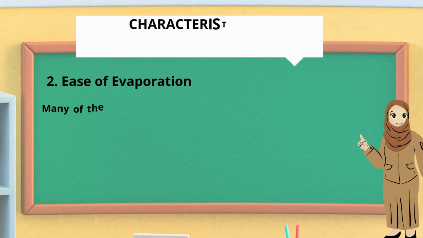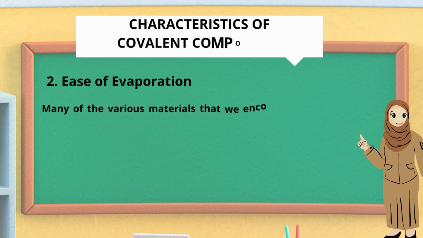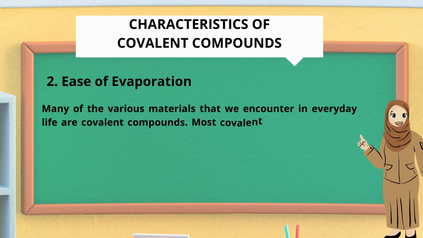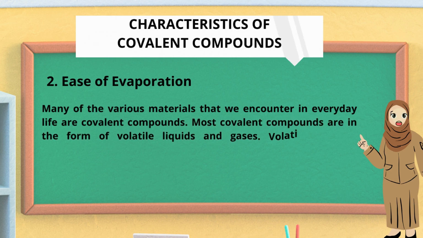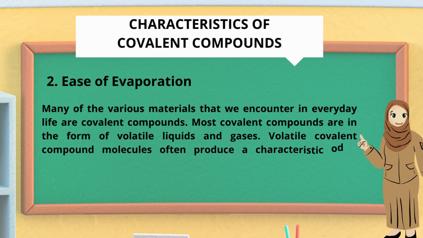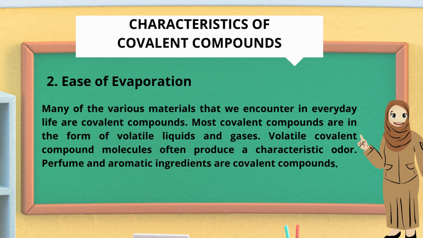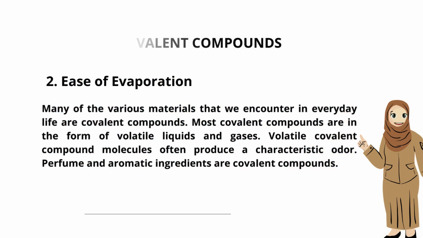The second is ease of evaporation. Many of the various materials that we encounter in everyday life are covalent compounds. Most covalent compounds are in the form of volatile liquids and gases. Volatile covalent compound molecules often produce a characteristic odor. Perfume and aromatic ingredients are covalent compounds.